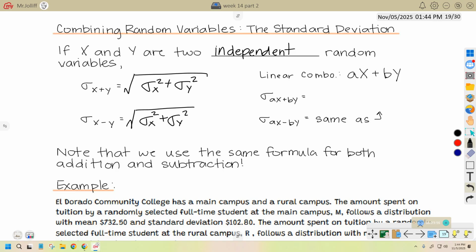And then we get really weird. If I have a linear combination of x and y, constant times x plus a constant times y, similar idea, but in addition to squaring the standard deviations, I now square the constants too.